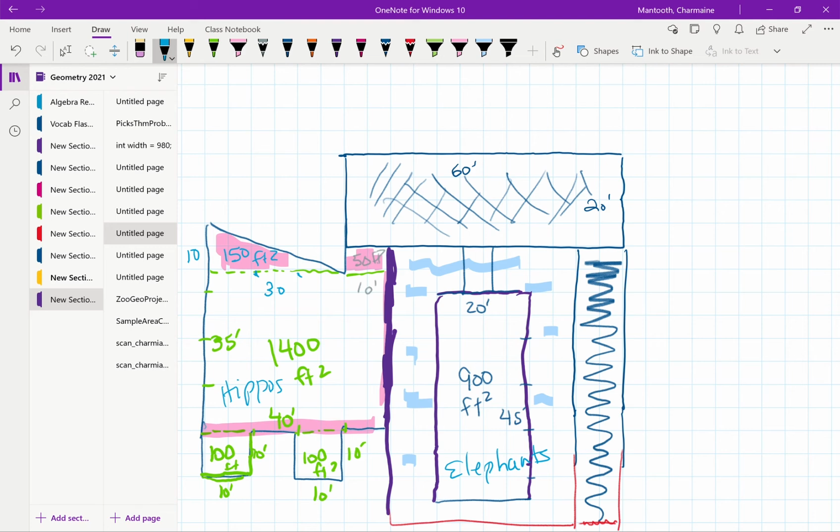So let's count the number of sides on the hippo enclosure. 1, 2, 3, 4, 5, 6, 7, 8, 9, 10, 11, 12. So that's 12 sides. Can't have anything else with 12 sides. But I do need to make sure I go all the way around this zookeeper's enclosure. So I'm going to leave this space right here for my irregular shape. Okay, so I'm not going to mess with it.